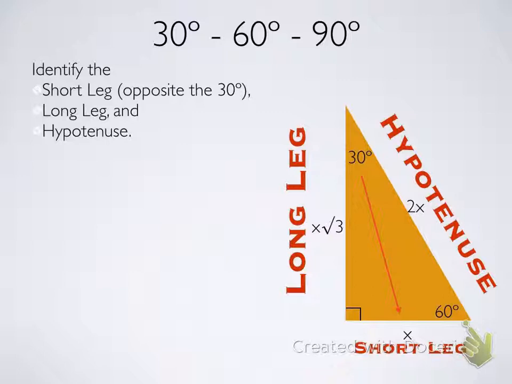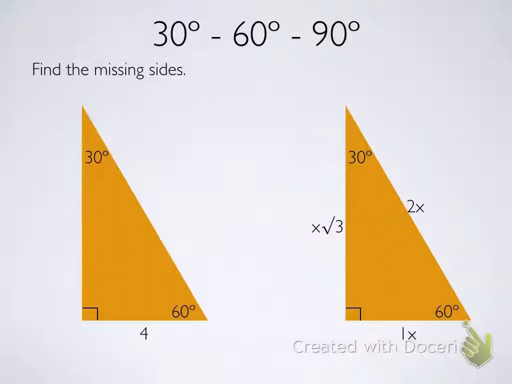First, you've got to know where to identify these. So where is the short leg? The short leg is always opposite the 30-degree angle. The long leg then is the other side, the altitude, which is x times the square root of 3, and the hypotenuse is 2x.